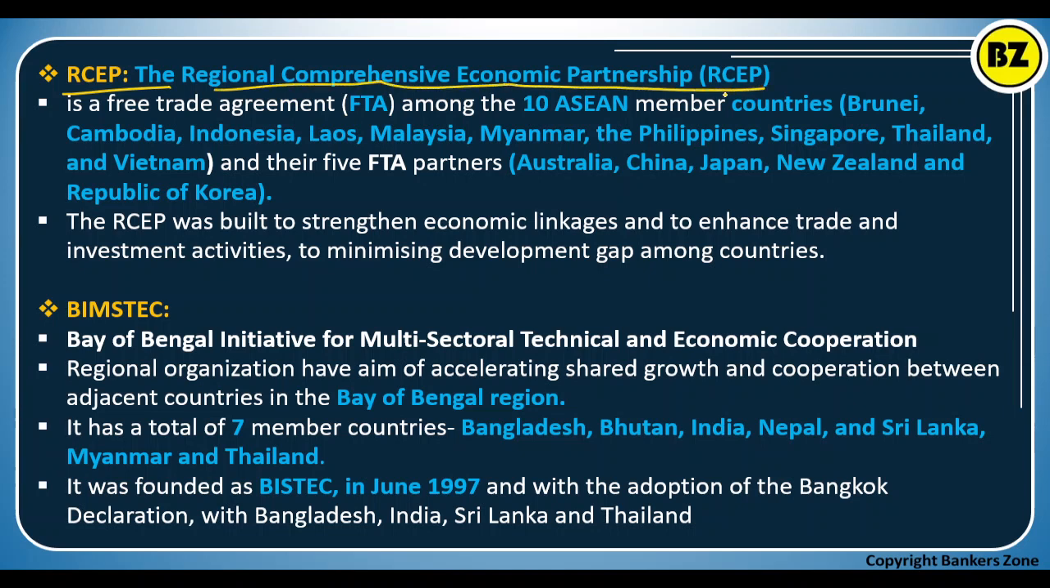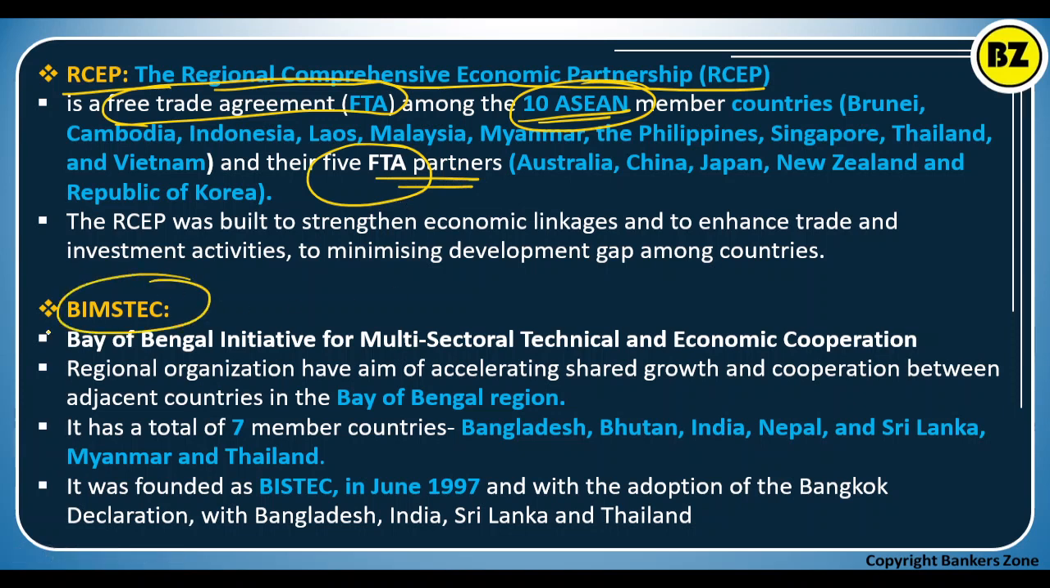So it is basically an agreement called FTA among 10 Asian members. It has 10 Asian members and they have 5 free trade agreement partners, FTA partners. Simply, that thing you can remember. Now what is BIMSTEC?